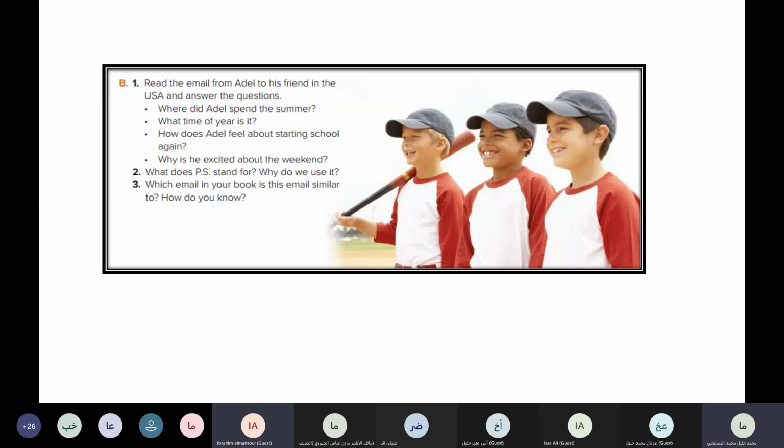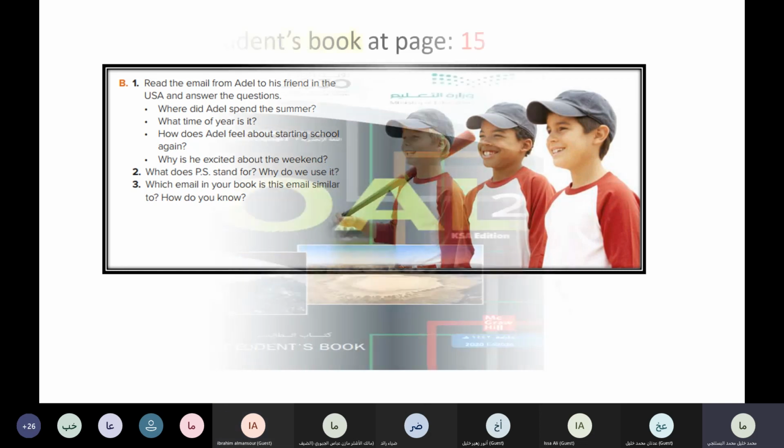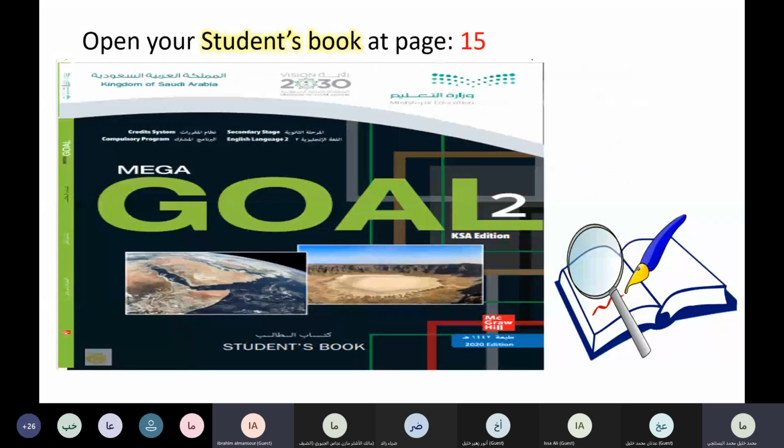Also, we have another two questions. What does PS stand for? Why do we use it? Which email in your book is this email similar to? How do you know? We are going to listen, then we will go back to the questions again and answer them. Okay? Look at the email.